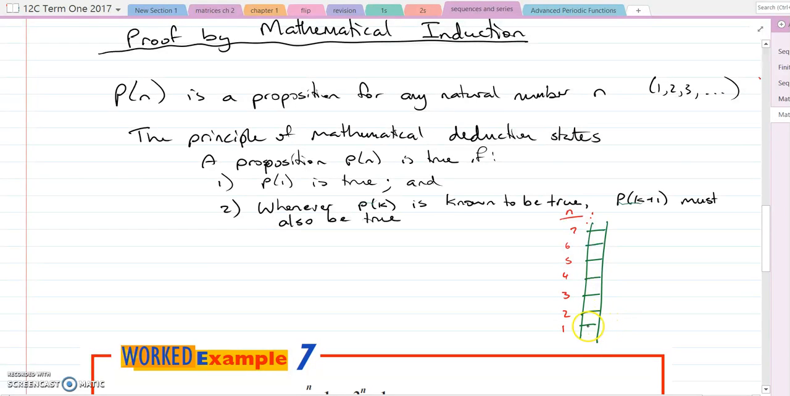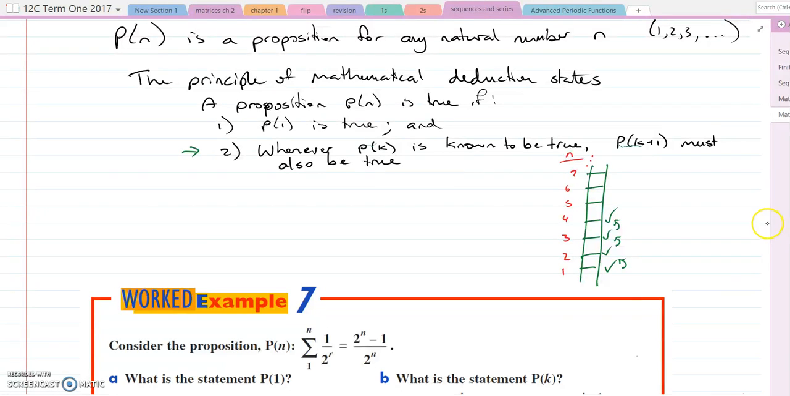The way of looking at it is a ladder. We prove that the first number is true. And if we can prove the second point, then one number true implies that the next number is true, which implies that the next number is true, and so on, so that you've automatically proved it for every possible number. If that's a bit confusing, let's do an example and put it in action.